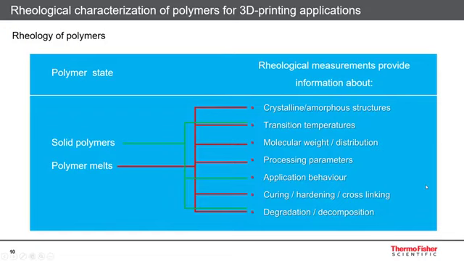Rheological data can be used to gain information about molecular weight and its distribution. We can identify optimal processing parameters and predict how the final product will behave during application and usage. For reactive systems, we can obtain information about curing, hardening, and cross-linking behavior. And lastly, we can see under what thermal conditions a sample will start to show degradation or decomposition. So we can see that with rheological methods, we have an extremely versatile analytical technique to find optimal processing conditions and to understand the behavior of new formulations or recycled materials.